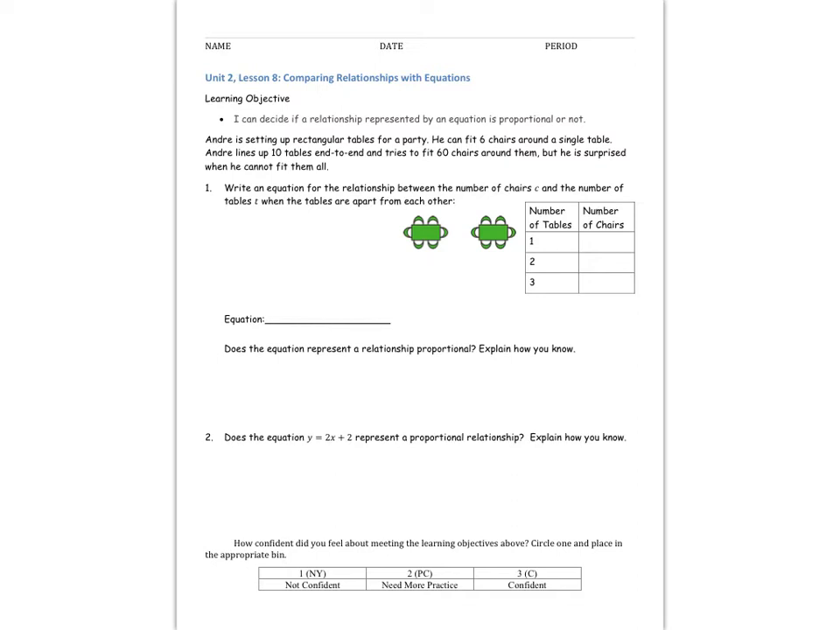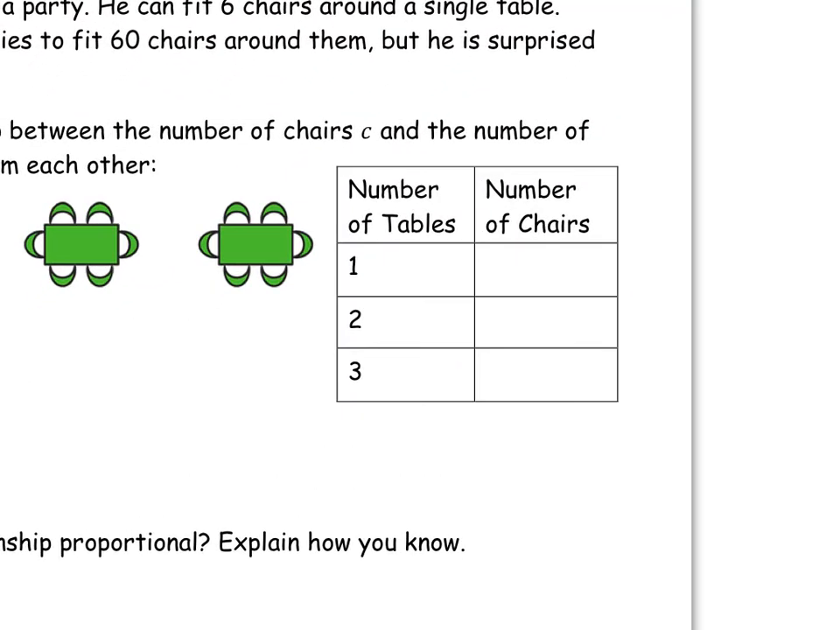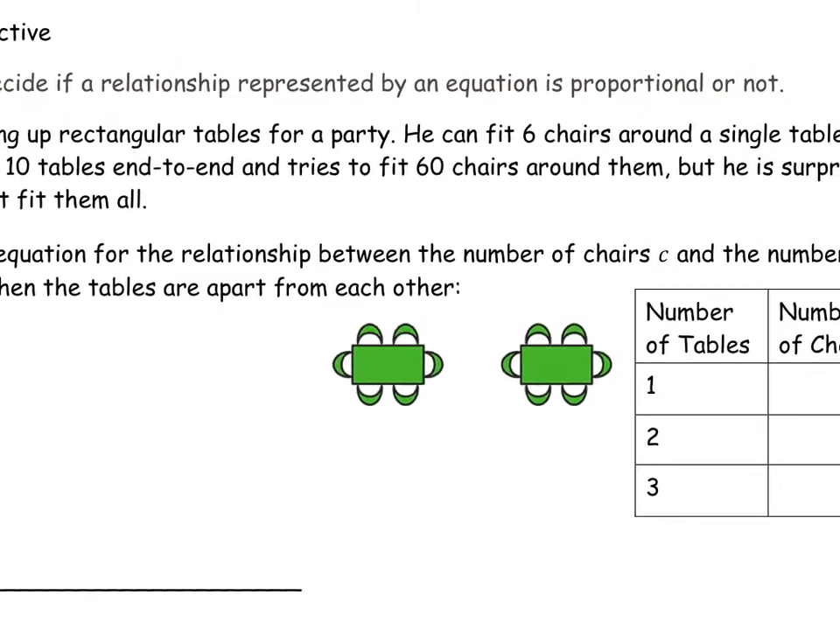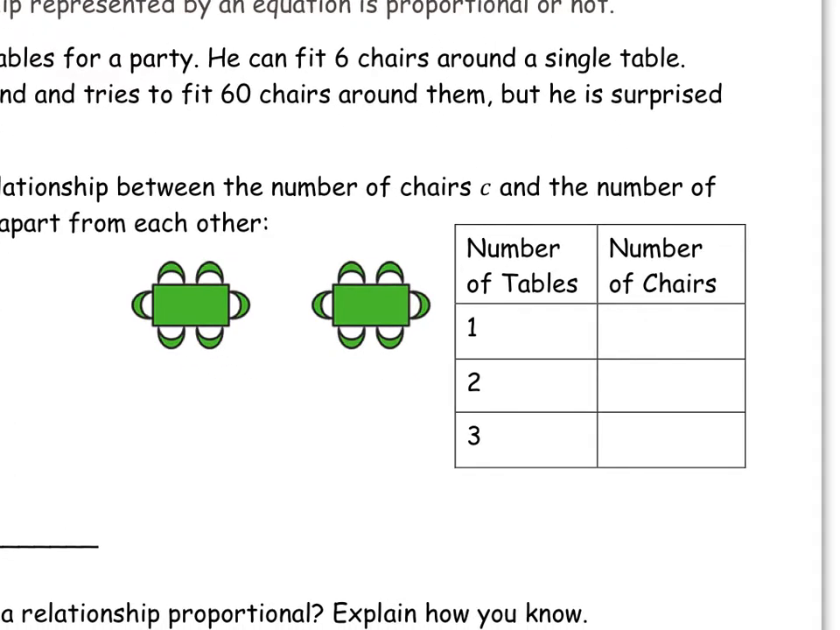So to help us write the equation, let's first look at a table and fill it out. If he can fit a total of 6 chairs around a single table, so we got 1, 2, 3, 4, 5, 6. That means when he has one table, he will have 6 chairs. When he has 2 tables, if I were to double that, I would add 6 more chairs, which is 12. And then for 3 tables, he would have 18 chairs.